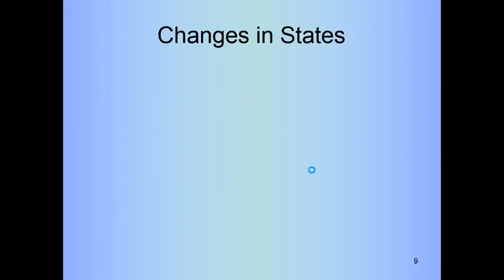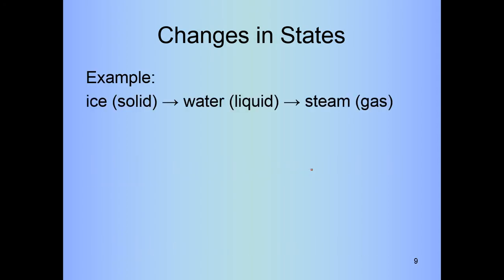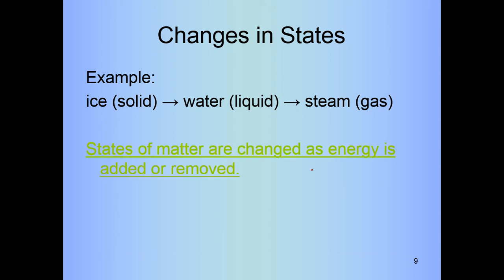Okay, so we also know that if there are states of matter, we can change between them. A very common example we know of in its three different states of matter is water. Water is H2O, and it can be ice, which is what we call the solid. It can melt and change to liquid water, and it can also vaporize and turn into steam, which is the gas version of water. States of matter are changed as energy is added or removed.